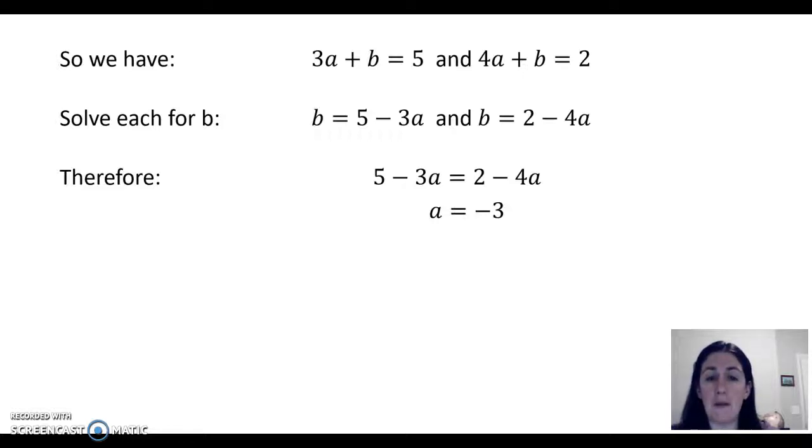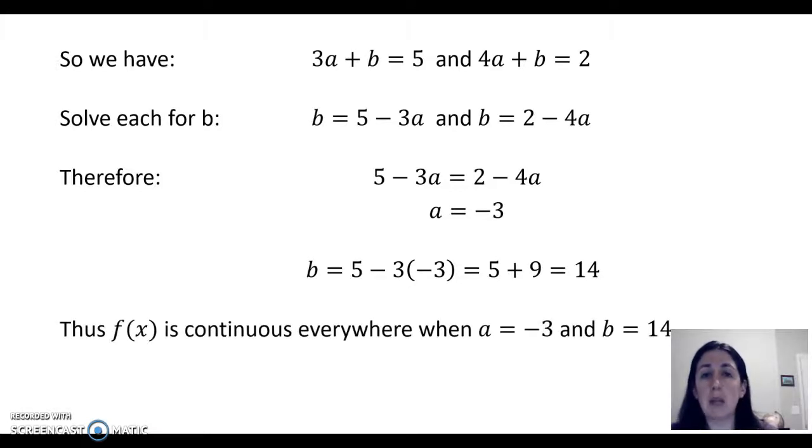Now I need to know my value for b. Well, I can plug negative 3 into this one, or I can plug in negative 3 to this one. It doesn't matter because they're both the same. So when I do, I get that b equals 14. So that piecewise function will be continuous everywhere if a is equal to negative 3 and b is equal to 14.